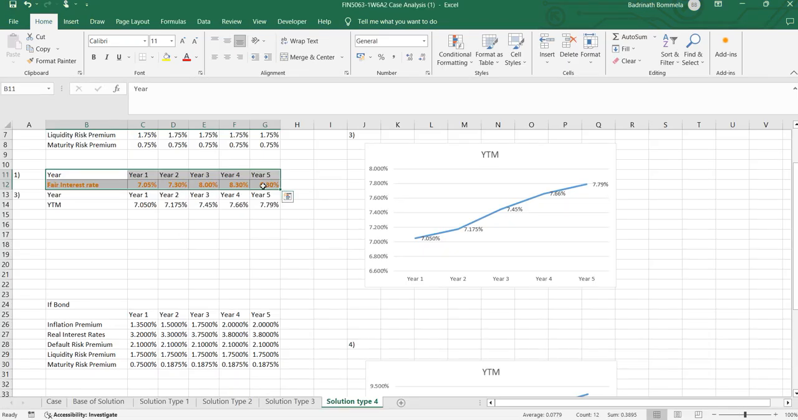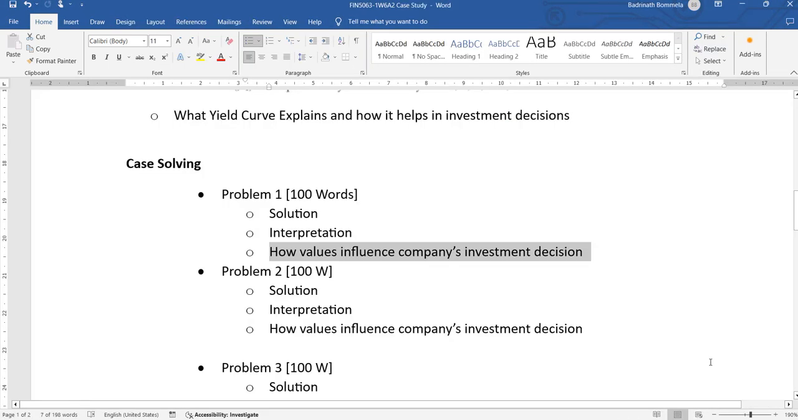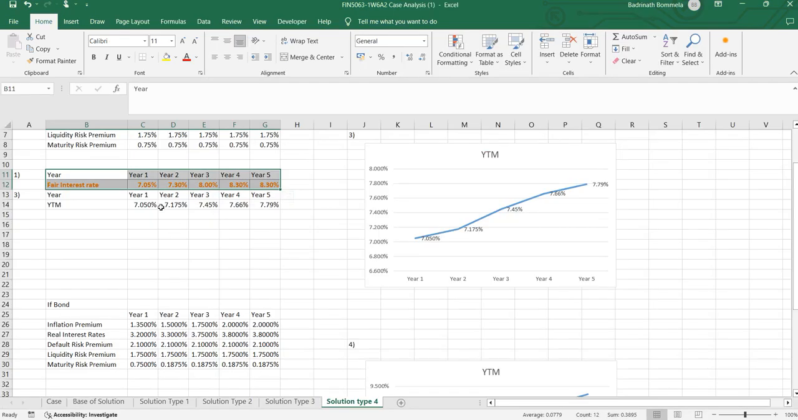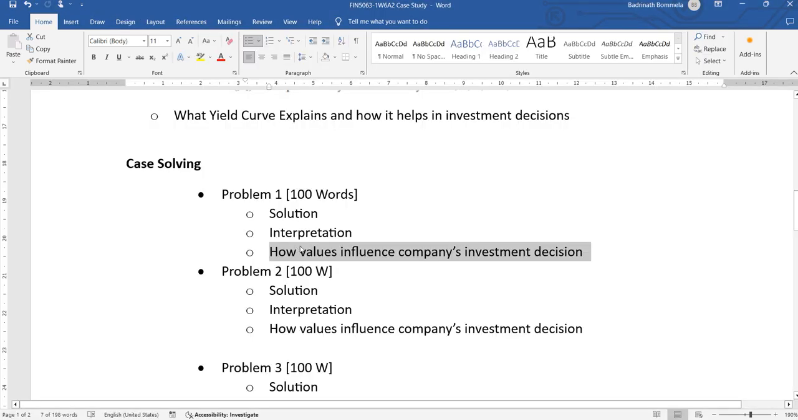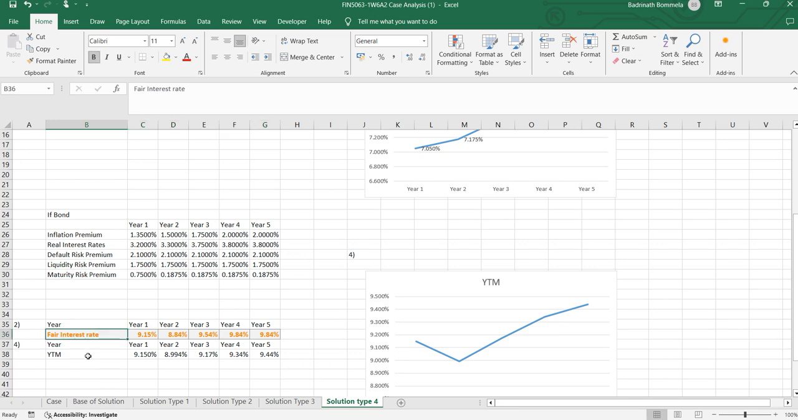So you copy paste the graph in the first table, or take a screenshot of that one. You can change color also, and you can give your own screenshot here. Then provide interpretation to that. Then provide how the change in values influences your decision. That should be explained.